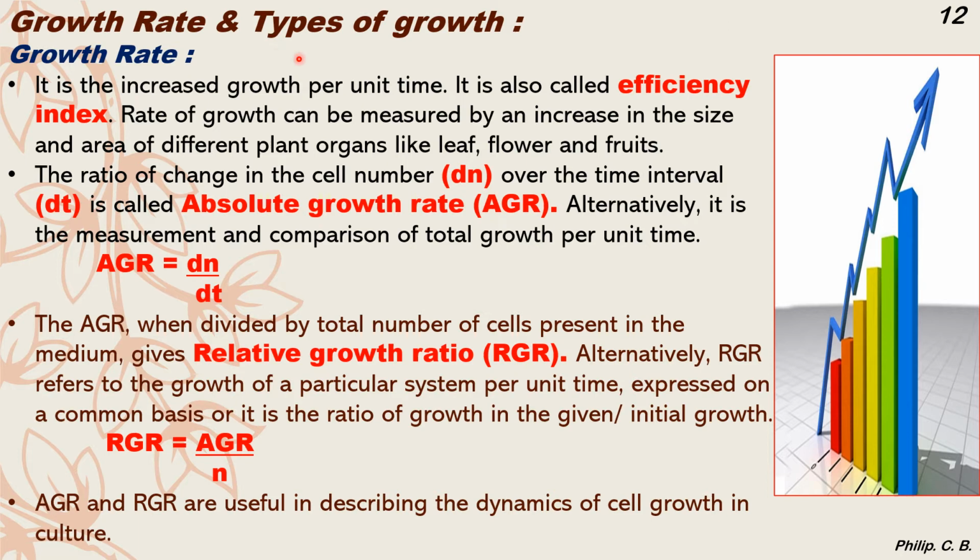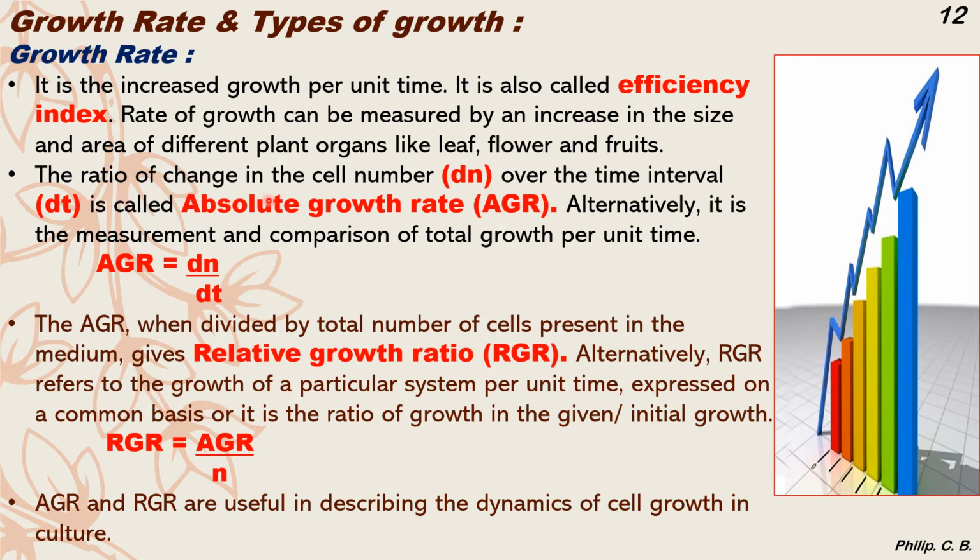Now, growth rate and types of growth. Growth rate is the increased growth per unit time. It is also called efficiency index. Rate of growth can be measured by an increase in size and area of different plant organs like leaf, flower, and fruits. So the growth can be measured with the various plant organs, as we just read, leaf, flower, or fruits, right? And this rate of growth can be measured with the increase in size as well as the area. And this growth per unit time is termed as efficiency index.